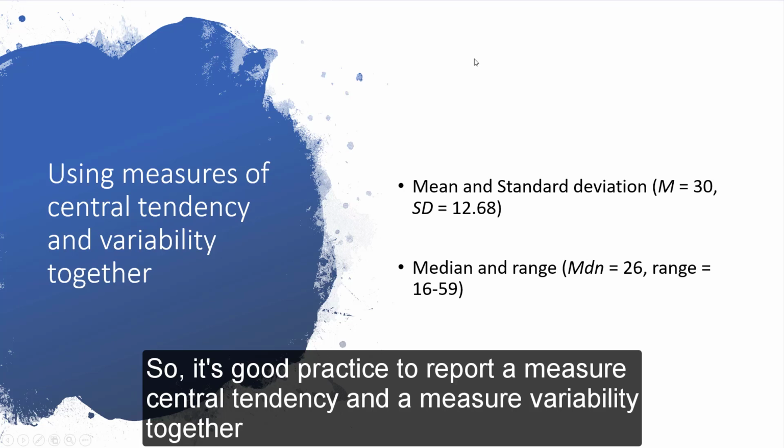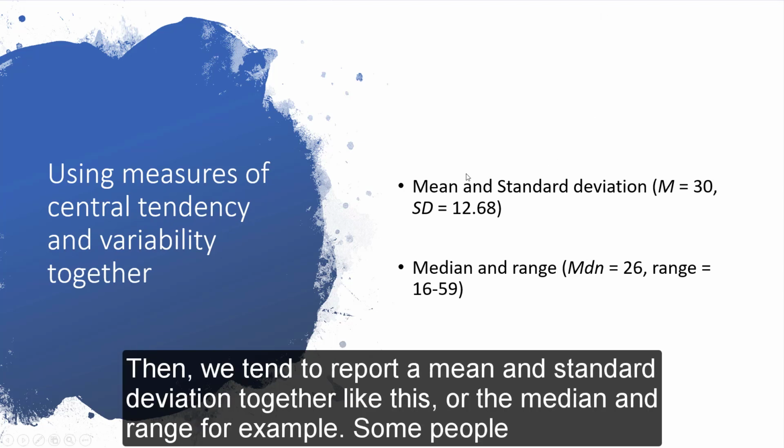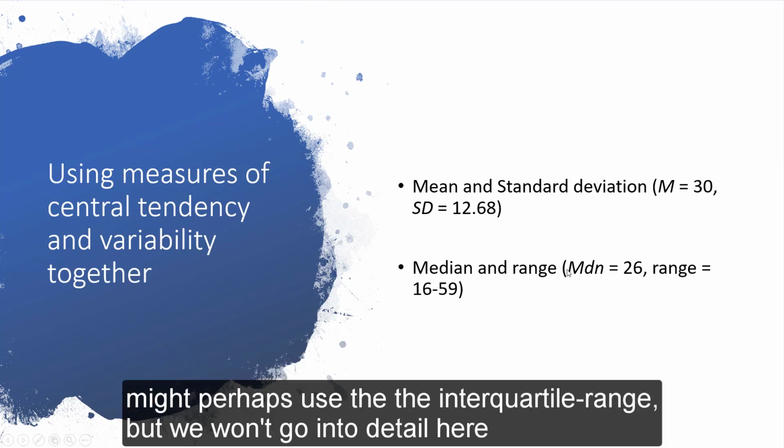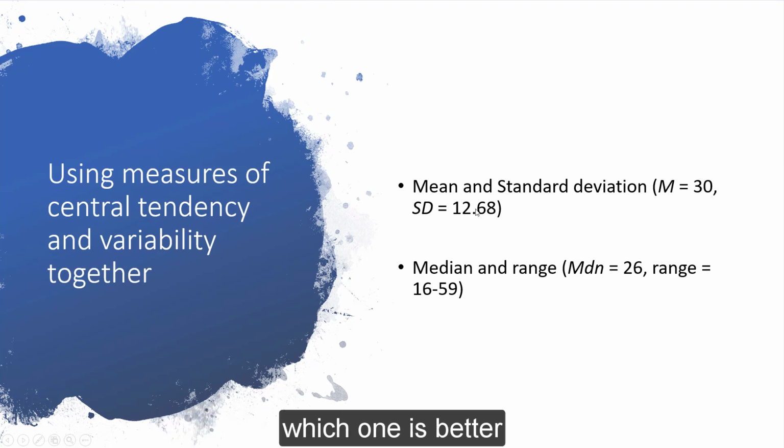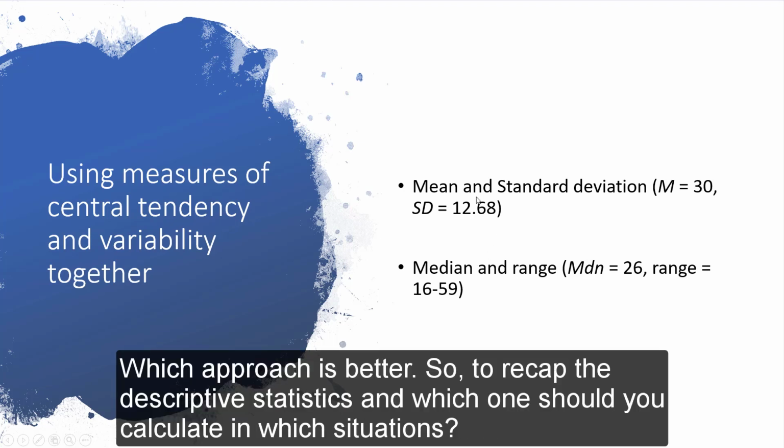So it's good practice to report a measure of central tendency and a measure of variability together. Then we tend to either report the mean and standard deviation together, like this, or the median and range, for example. Some people will use perhaps an interquartile range, but we won't go into detail there. So you would have to decide for our scenario which approach is better.